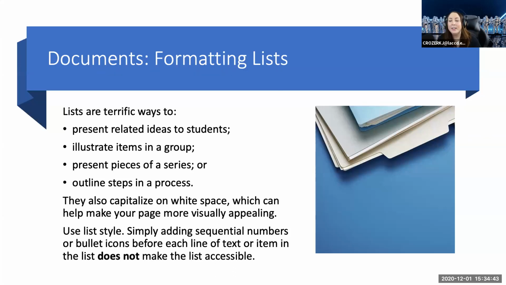Just make sure that you're actually using list styles. So like I said, in the past, I used to put number 1, number 2, number 3, and ignore whether or not it was in a list style or something else. And sometimes I would use little dashes instead of an actual bullet. Well, that is not going to make the list accessible. So we need to use the built-in style features.